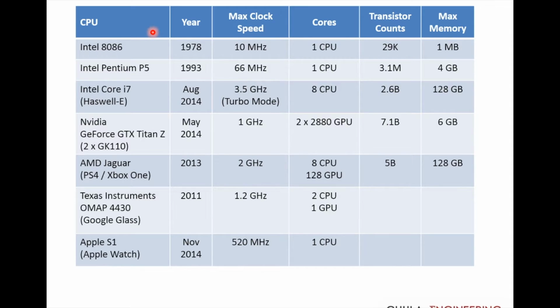If we take a look at several types of CPUs, you see the difference and the change over the years. For example, the 8086, released in 1978, has a clock speed of only 10 megahertz. The clock speed is the rate at which the CPU can perform when it is supplied the clock, and it dictates the speed of execution of the CPU. The Intel 8086 has only one core. The transistor count, as I said, is only about 30,000. And the maximum memory size is only about 1 megabyte.